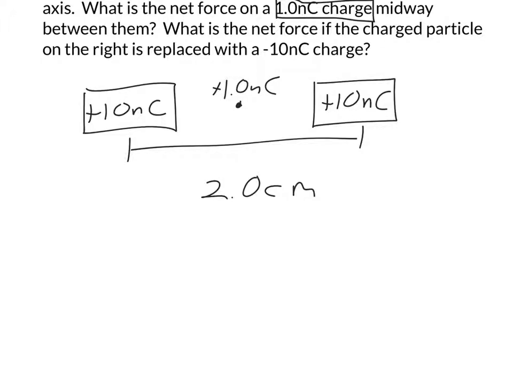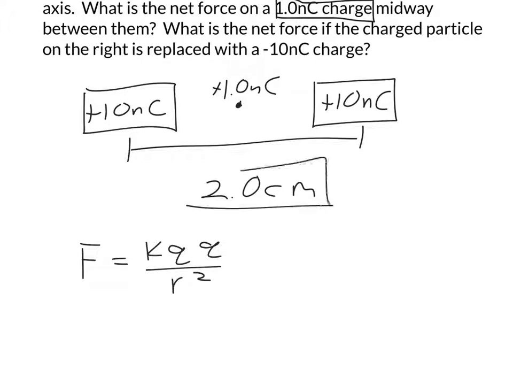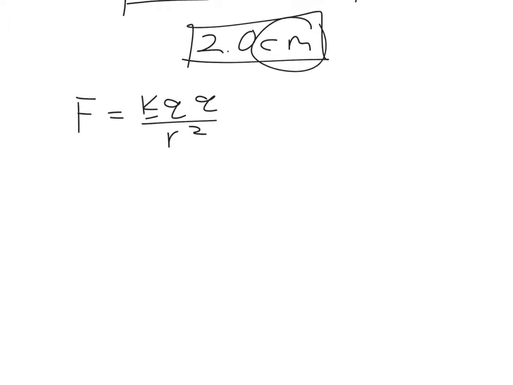So the force between charged particles is equal to KQQ over R squared. We have an R. We have both Q's. And K is something that we can look up. Now I am going to have to change this to centimeters, and I'm going to have to change these from nanocoulombs to regular coulombs. And I'll show you that that's actually fairly simple.